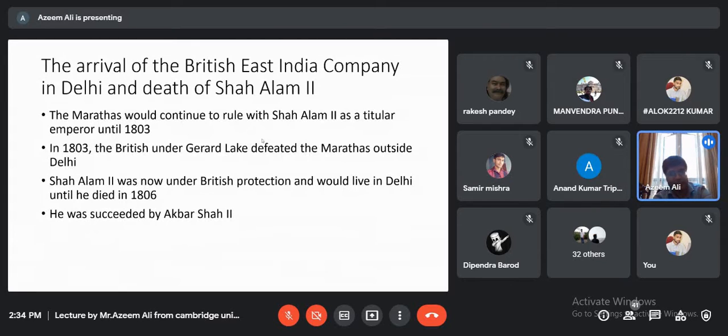And the Marathas would continue to rule with Shah Alam II as a titular emperor until 1803, when the British under Gerard Lake defeated the Marathas outside Delhi. And now Shah Alam II was placed directly under British protection, and he would live in Delhi for the next 3 years until he died, and he was succeeded by Akbar Shah II.